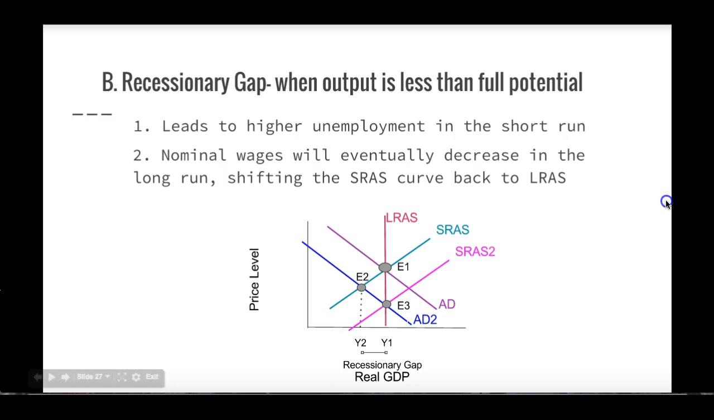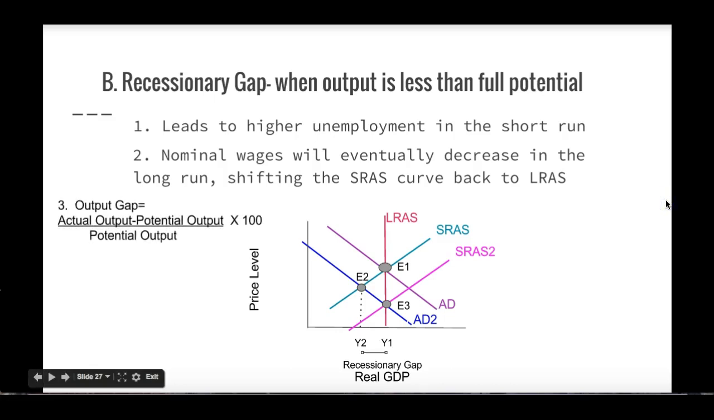All right. The opposite of this is obviously, oh, I always forget this, output gap. The output gap is going to be how much of a difference there is between the Y1 and the Y2 down here. So we would take our actual output, which would be our Y2, minus our potential output, which would be our Y1, divided by our potential output, again Y1, times 100. And that would tell us how much of a gap we actually have.